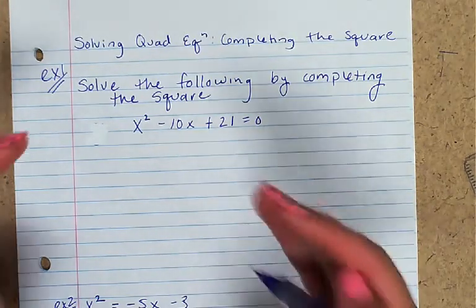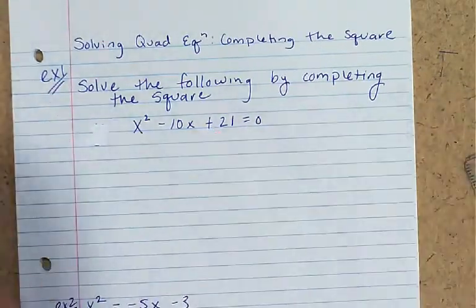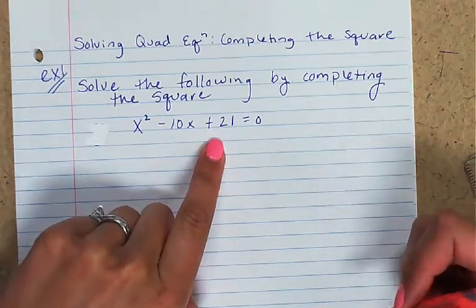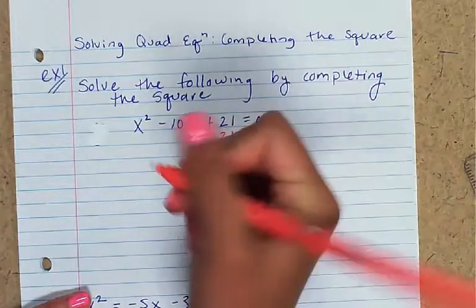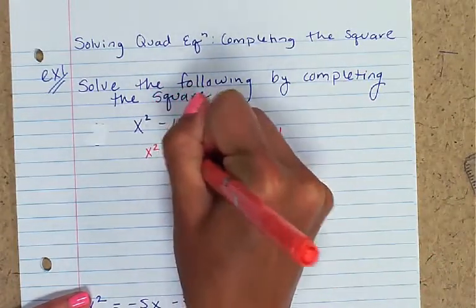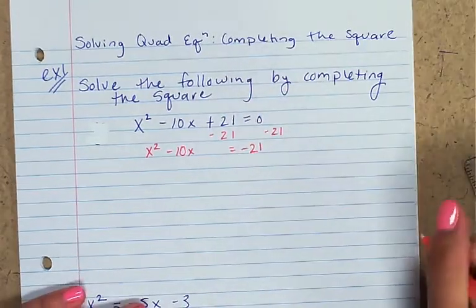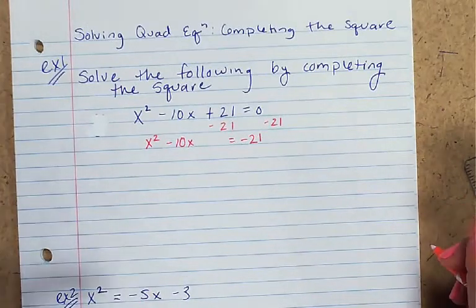formula. So to get that something perfect square, what we need to do first is get the constant on the other side of the equation, because this 21 is not a perfect square. So I'm going to subtract 21 from both sides to start off. So then what I have is x squared minus 10x, and I'm going to leave a little space there, equals negative 21. So from there, we need to identify what b is.